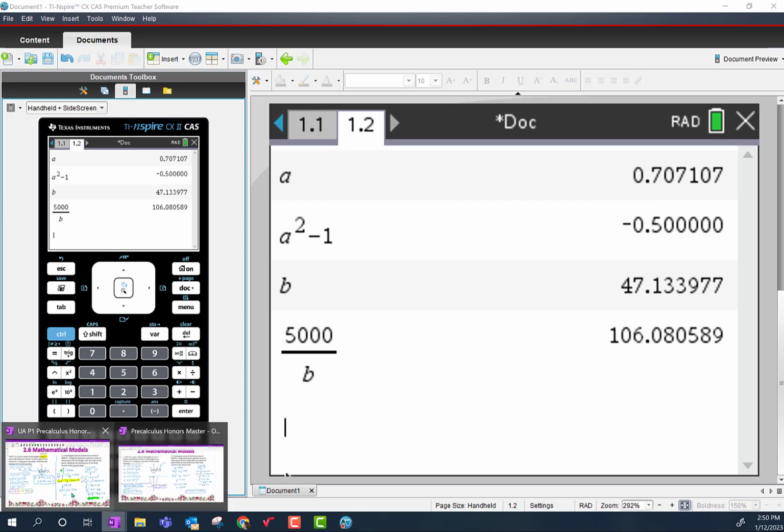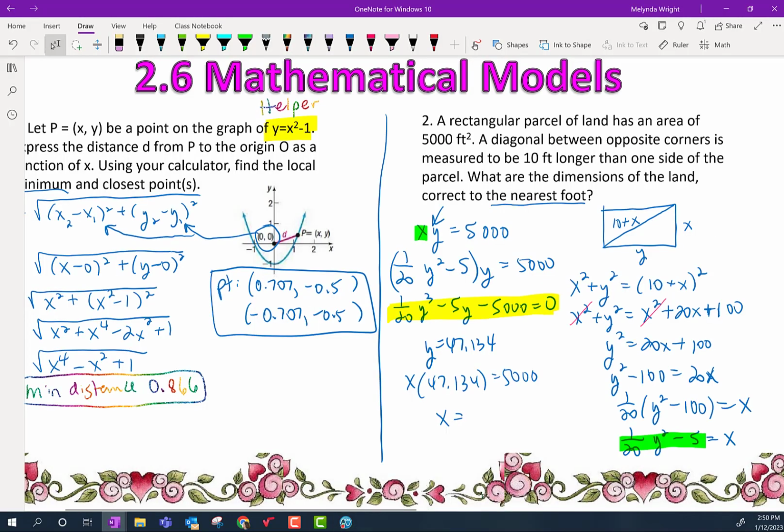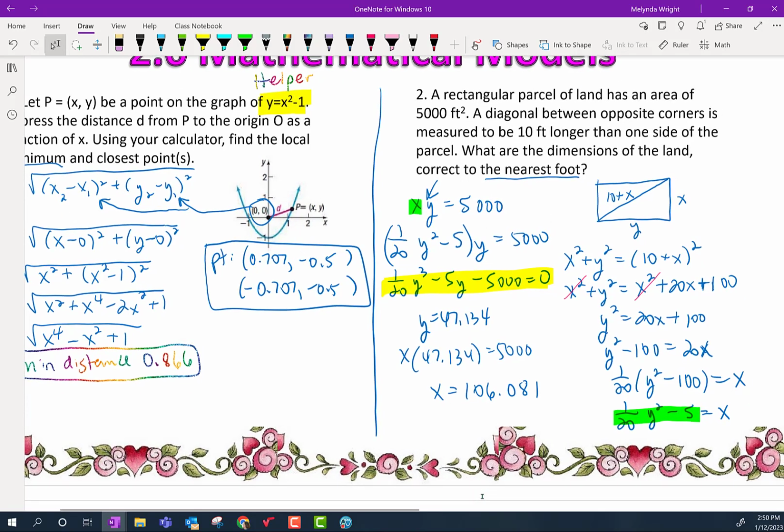Okay, so here we go. My X value is 106.081. Now they want the dimensions to the nearest foot. So we would say that it's 47 feet by 106 feet. And there's our answer for that one.